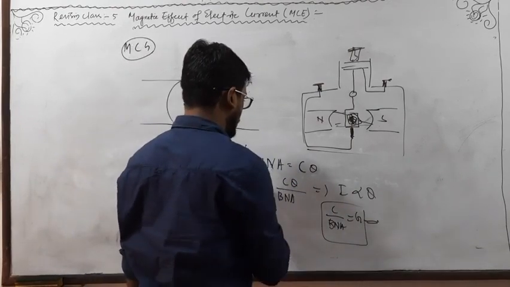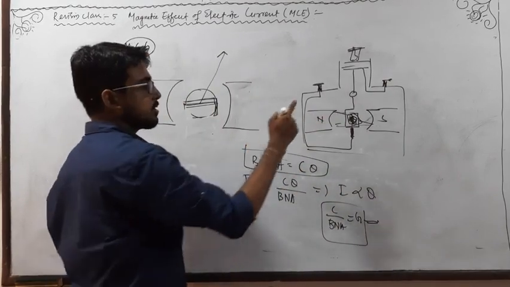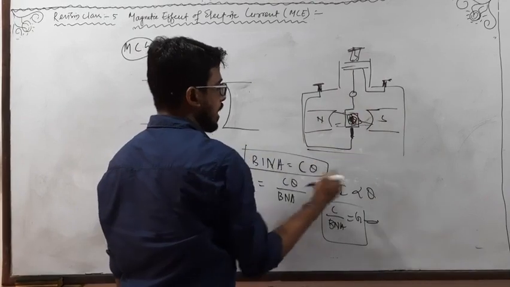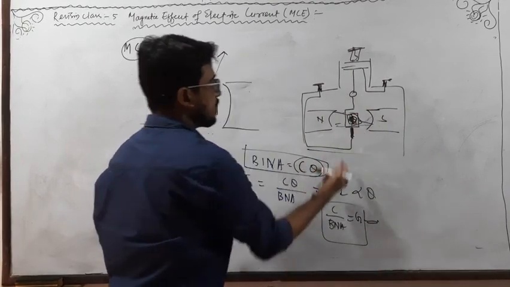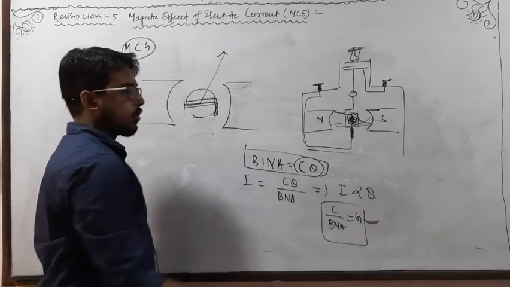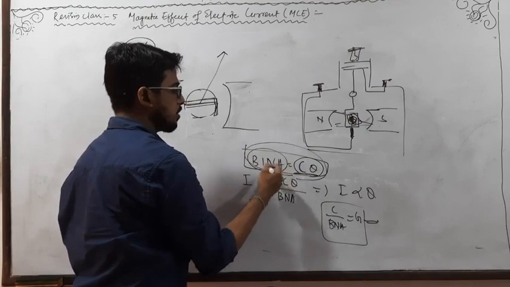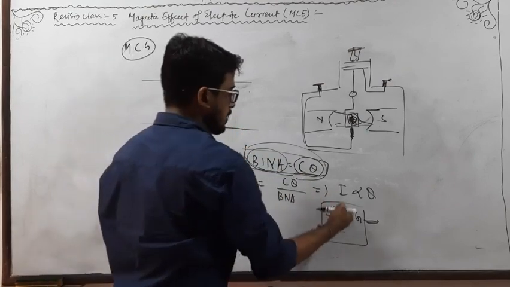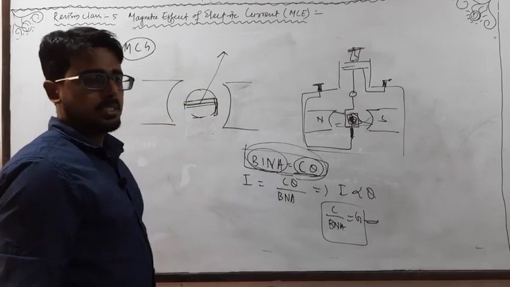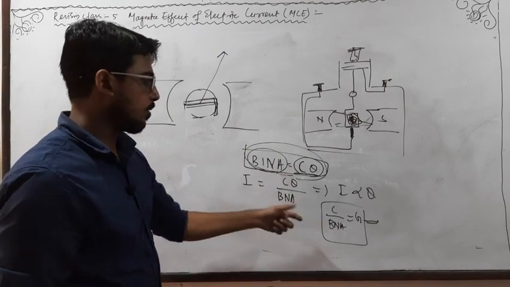So this is the condition when the coil comes to equilibrium. That means the torque due to the current, the deflecting torque, and the restoring torque due to the angular displacement of the coil become equal. The coil comes to equilibrium and it will again regain its initial position by this condition, and this is the constant known as the galvanometer constant.